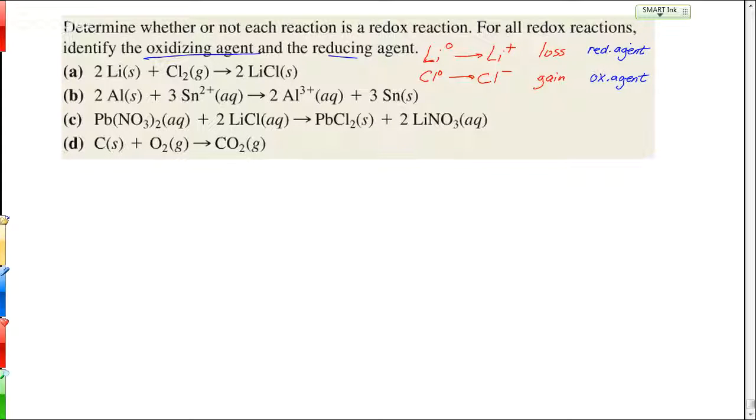All right, what about the bottom one, D? See if you can figure it out on your own. What's the oxidizing agent? What's the reducing agent?